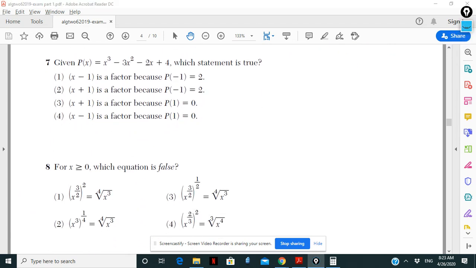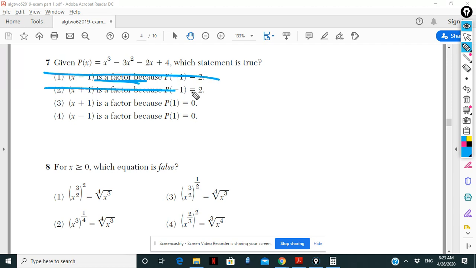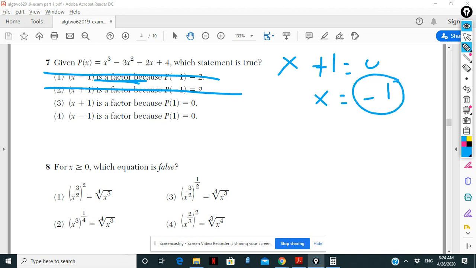Question number 7. Given the function f(x) equal to x cubed minus 3x squared minus 2x plus 4, which statement is true? When I talk about the factor, the value should be 0. So those two statements are incorrect. So it's either 3 or 4. Now x plus 1, if it's a factor, equal to 0, so x equal to negative 1. So I'm looking for the function at negative 1. Here it's 1, it's incorrect.